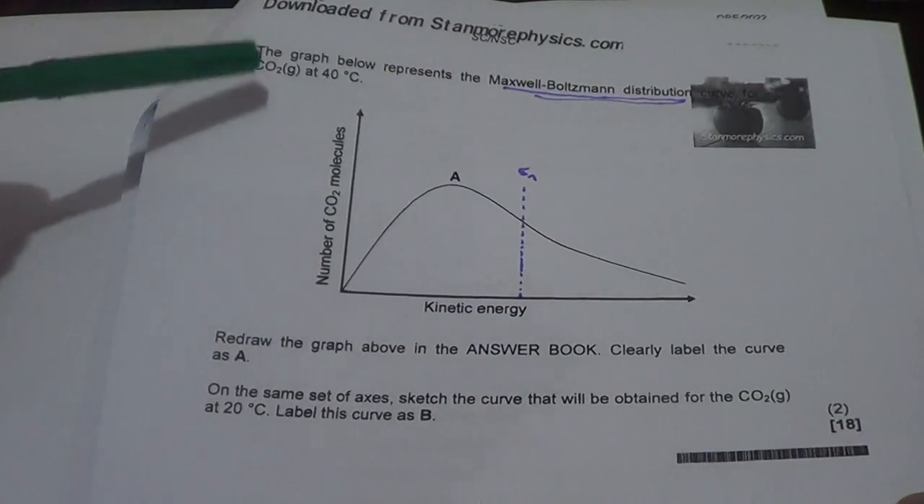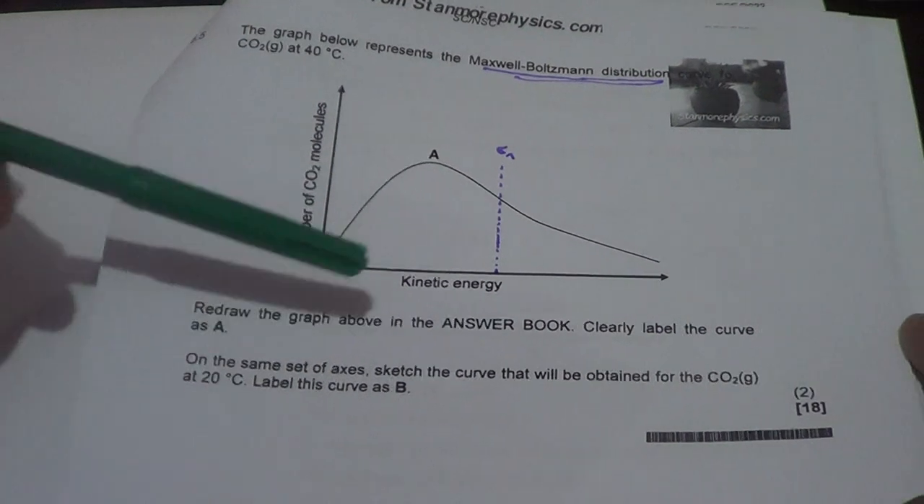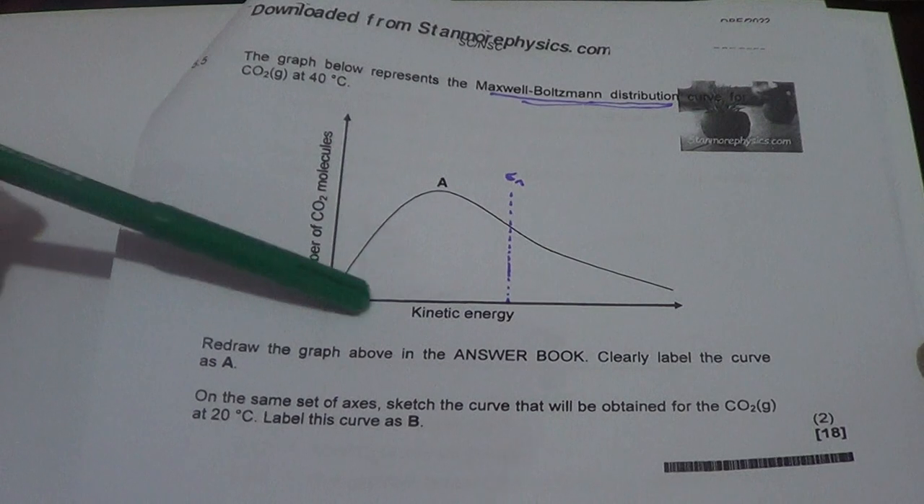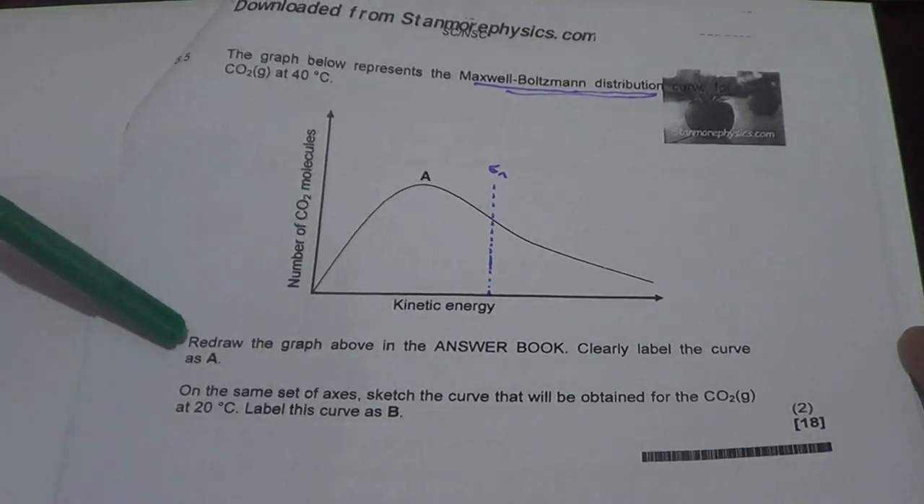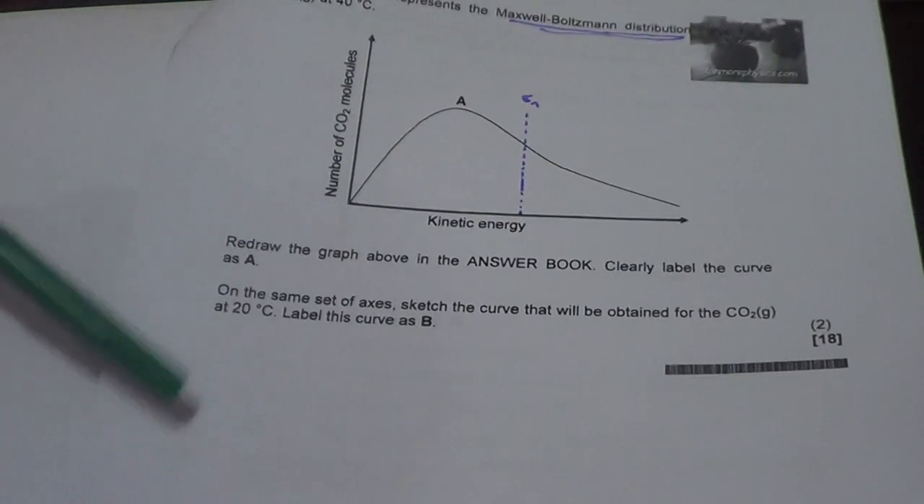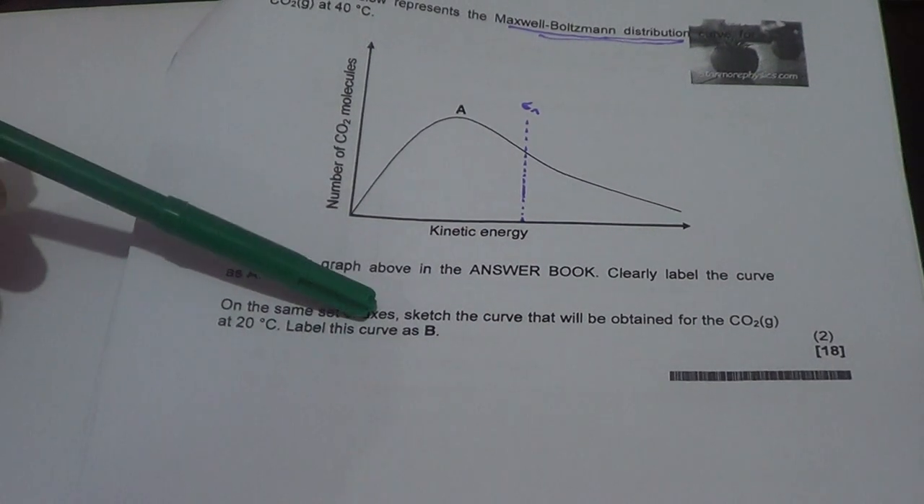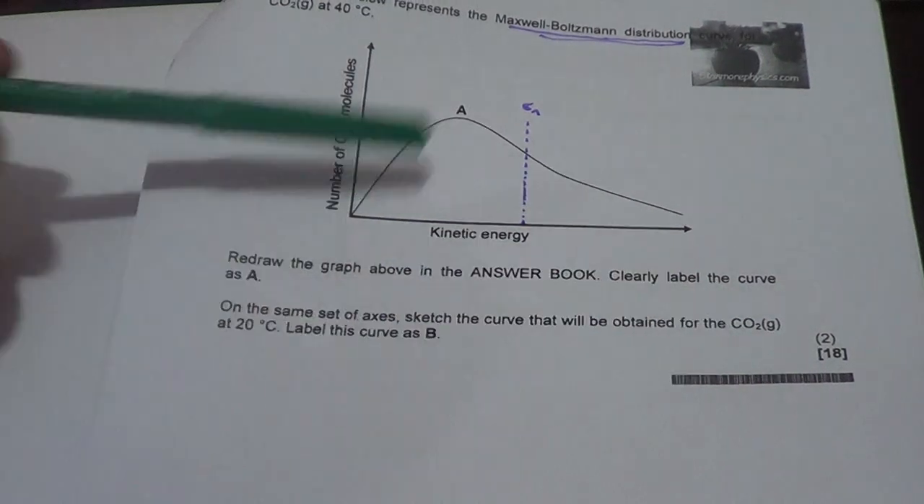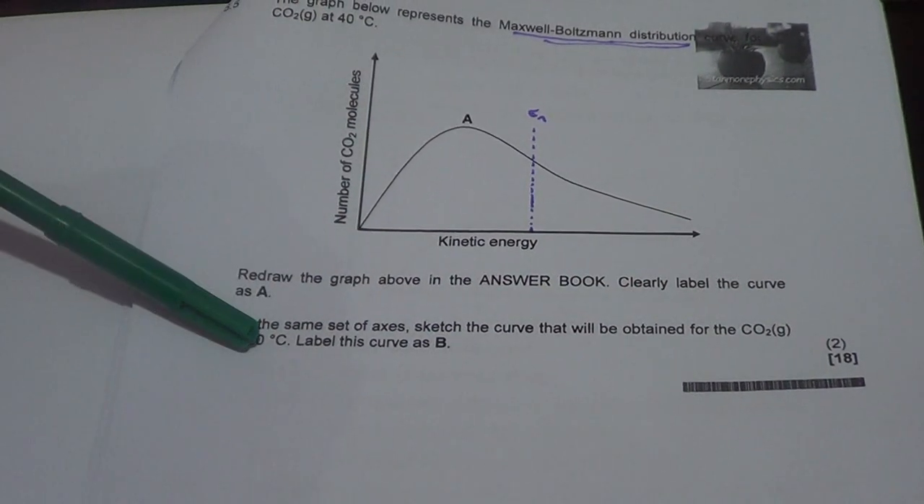Alright, so what are they saying there? Redraw the graph above in the answer book. Okay, fine. I'm not going to redraw it. It's already here. Clearly label the curve A, so it's already labeled for me. Then it says, on the same set of axes, sketch the curve that will be obtained for the carbon dioxide gas at a lower temperature.